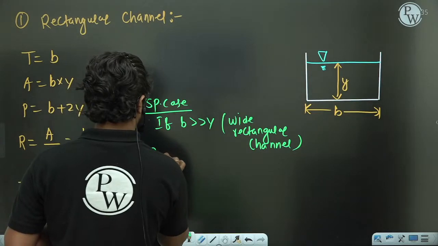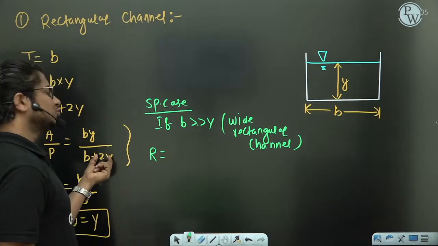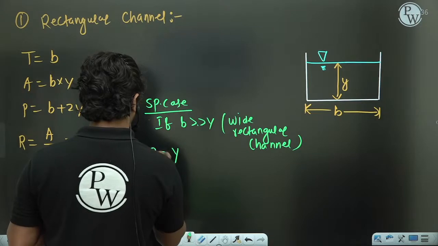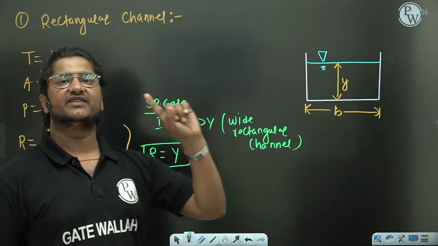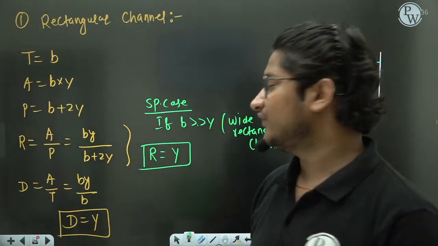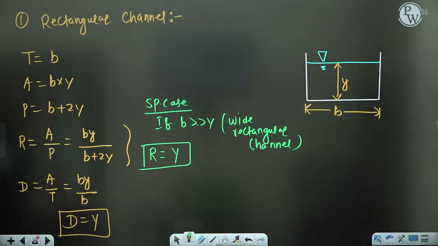So in that case, R will be equal to what? See, B is very much greater than Y. So this 2Y I can neglect. So it will become R equal to Y. But this case is only possible when it is given in the question that it's a wide rectangular channel. If it is not a wide rectangular channel, we cannot use this special case. I hope it is clear to all of you. Kindly note it down. And if noting down is completed, you can try the triangular section.